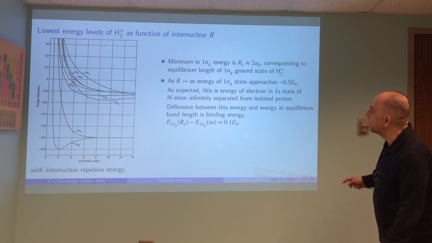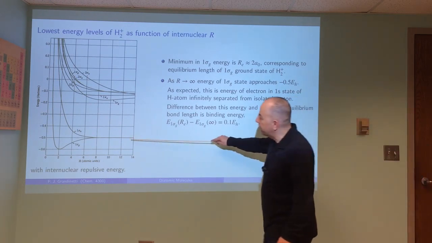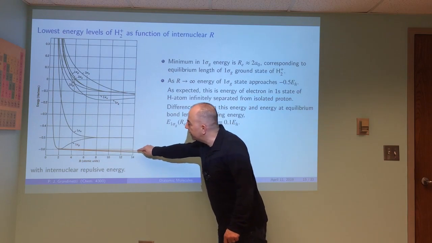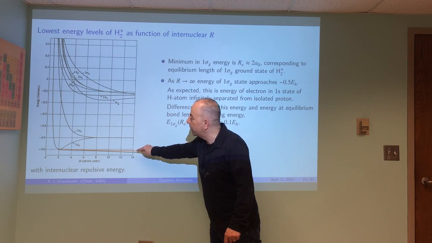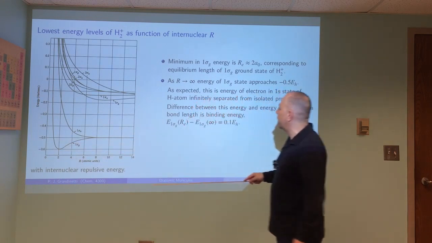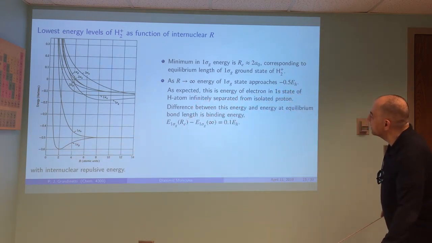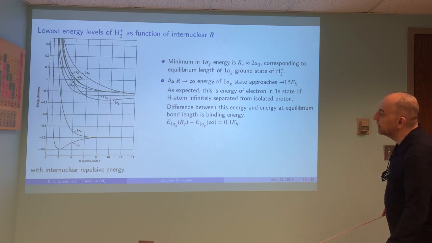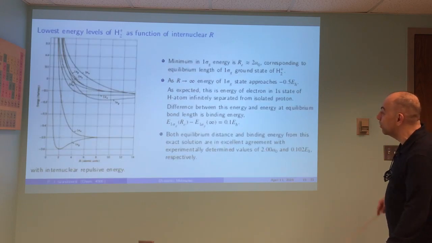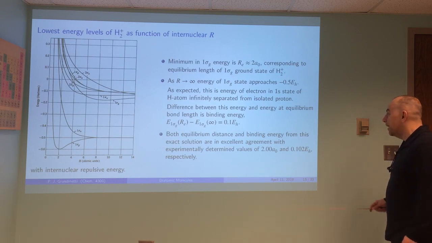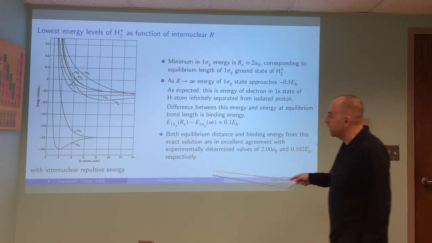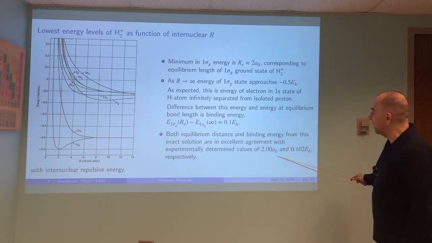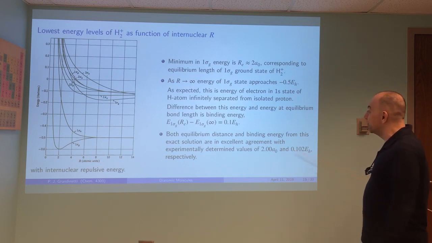Hartree there. Okay, and then we can look at the difference in energy between here and where the minimum is, because this is where it's infinitely separated. This is the stabilization we get by forming the bond, and so that's down about 0.1 Hartrees. So that's the binding energy that we get. So that's the electrons forming the glue that holds the nuclei together. Okay, and the experimental values you get for the equilibrium distance are 2 Bohr radii, so right on spot, and the binding energy is 0.102 Hartree.